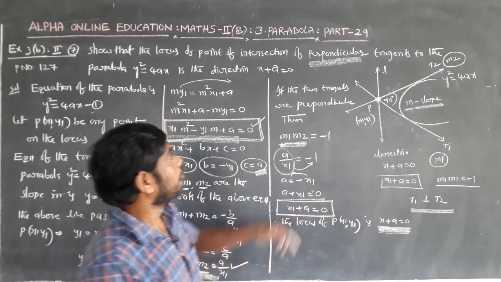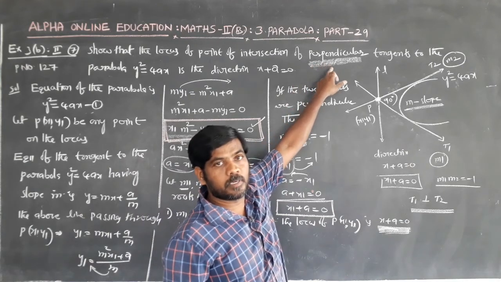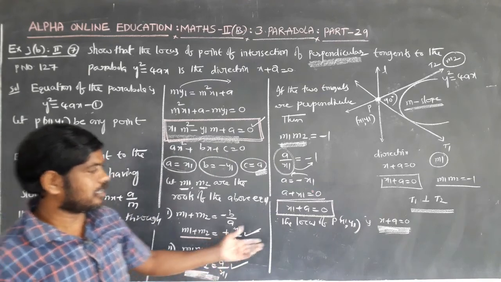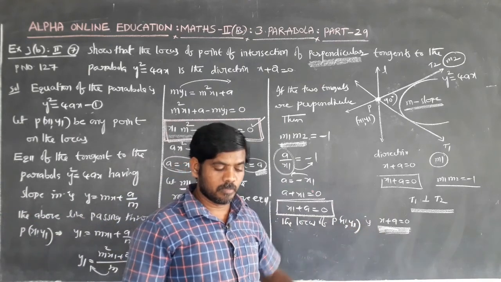The locus of the point of intersection of the perpendicular tangents to the parabola y square equal to 4ax is the directrix. Most important problem.